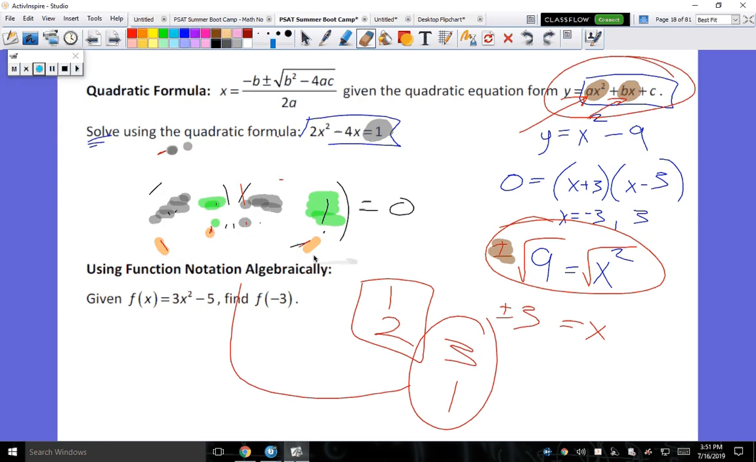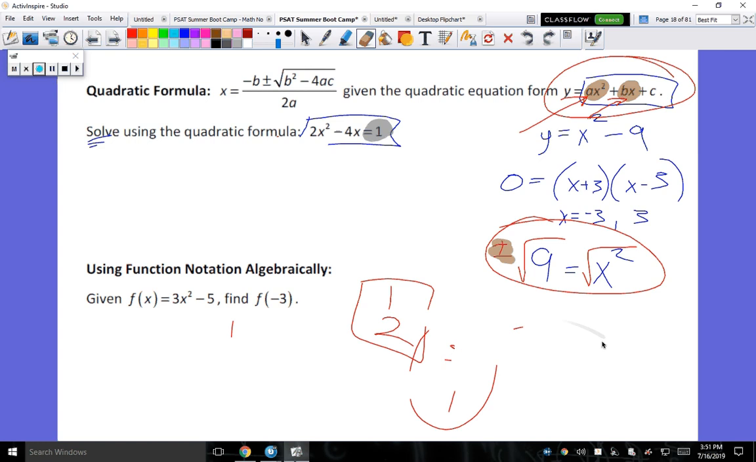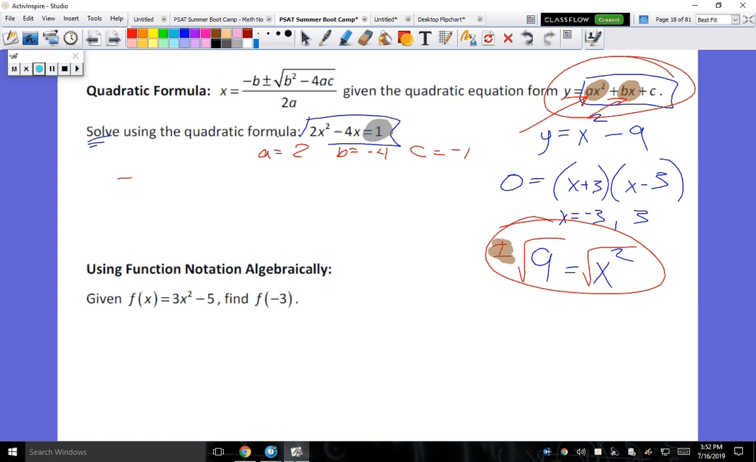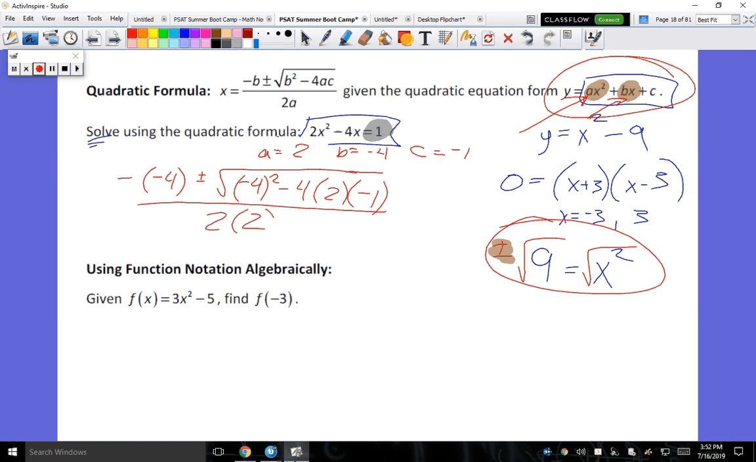And yes, we'll fly through this because it's not too bad. But I also want to make sure that you don't run into an easy mistake on the quadratic formula. Here we go. What's A? 2. B? Negative 4. C? Negative 1. So you have negative B plus or minus the square root of B squared minus 4AC, okay? All over 2A.